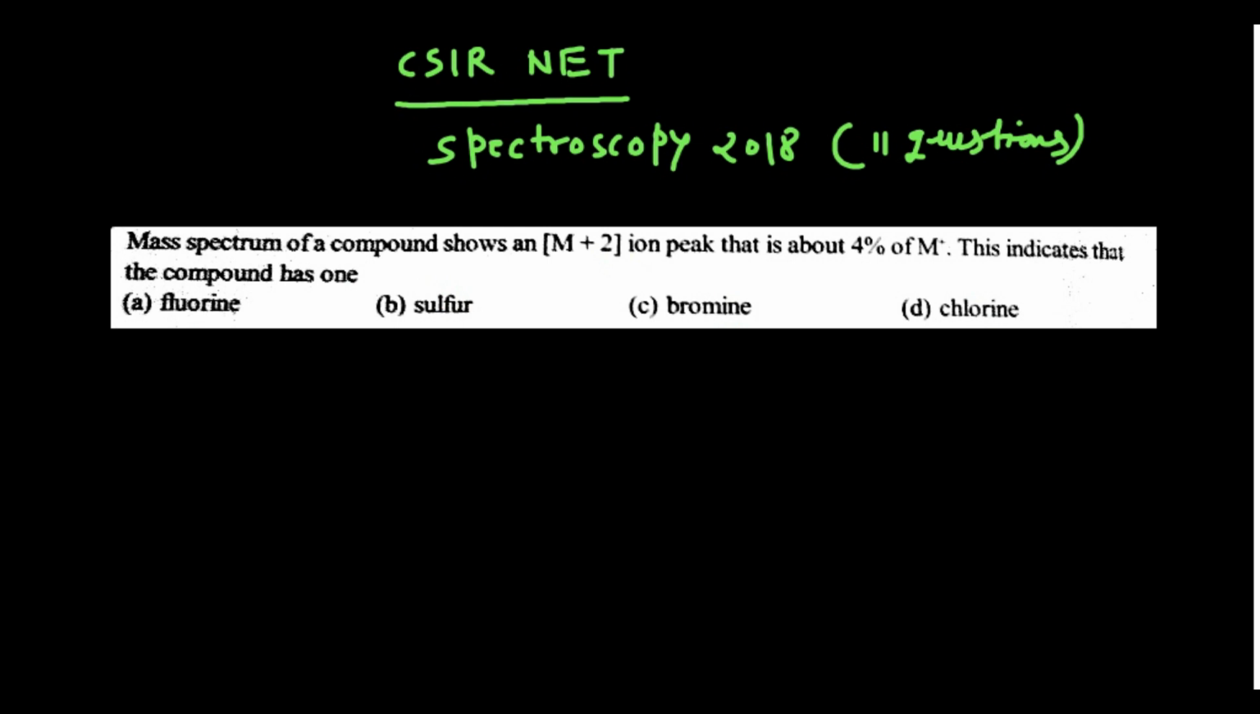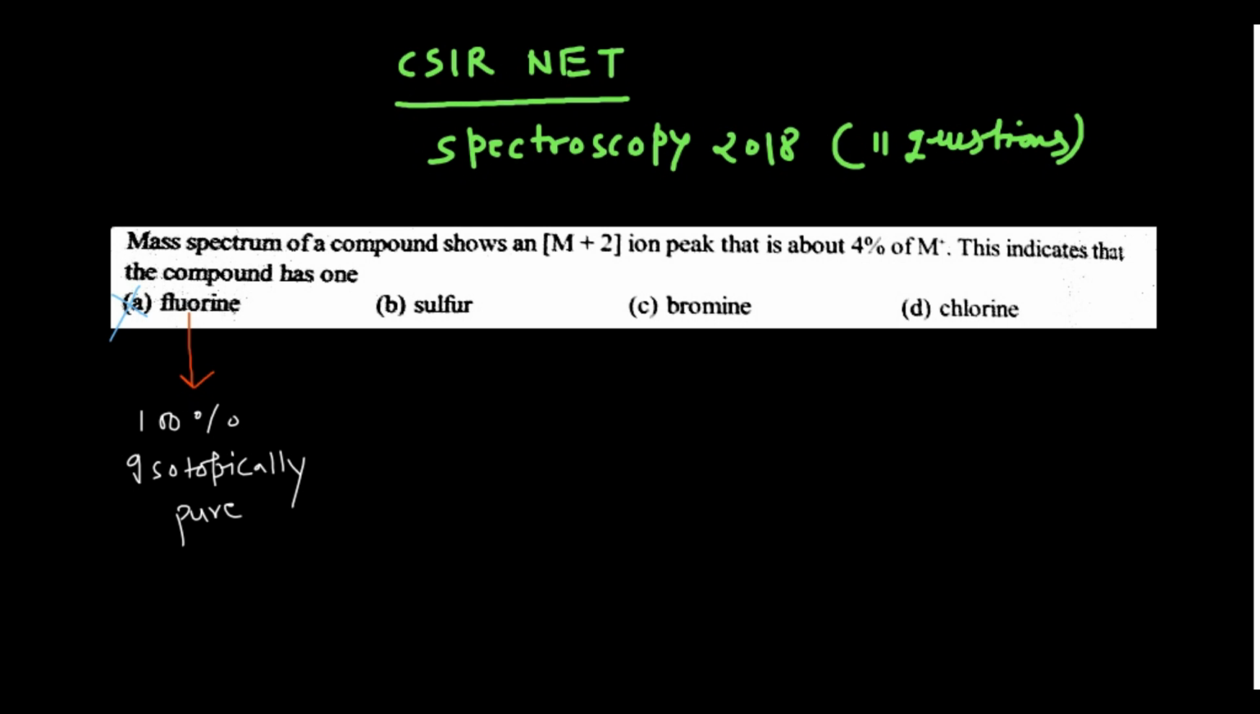So please remember, first I am going to explain fluorine. Fluorine is 100% isotopically pure. What is the meaning of isotopically pure? That means no other stable isotopes of fluorine exist. So there is no possibility of any M+2 peak. Since it is isotopically pure, you can immediately discard option A. This cannot be your answer.